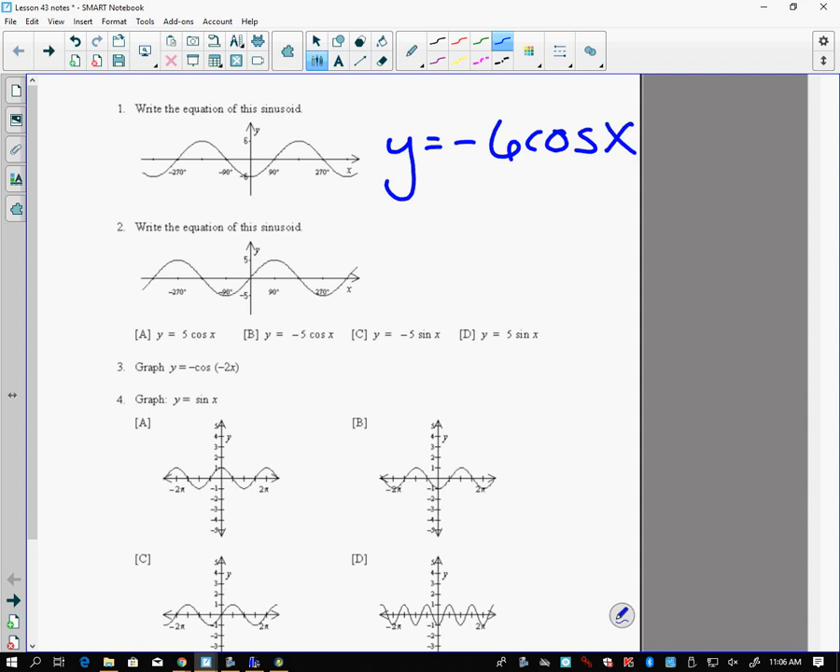Now we'll add more things to this later on, like phase shifts and period changes. Right now, we really don't have much in terms of period changes, although you can see that on page 312, where we can get some different period changes. Okay?